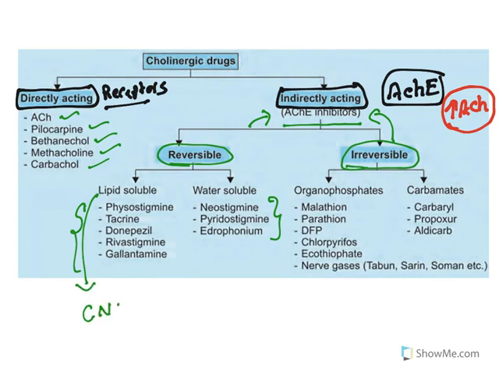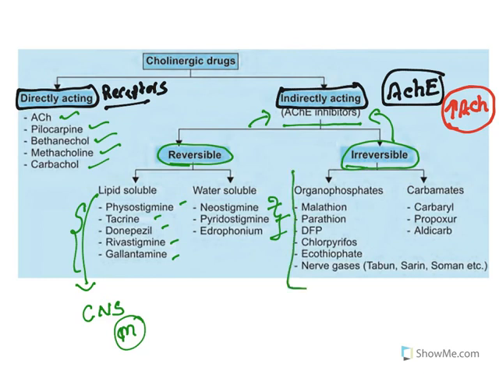They can get into the central nervous system. We have seen all the receptors are present in the CNS. You know, M1, M2, M3, all the muscarinic receptors are present on the CNS. Physostigmine, tacrine, donepezil, rivastigmine, galantamine are examples of this one. Whereas the water soluble ones are neostigmine, pyridostigmine and edrophonium.